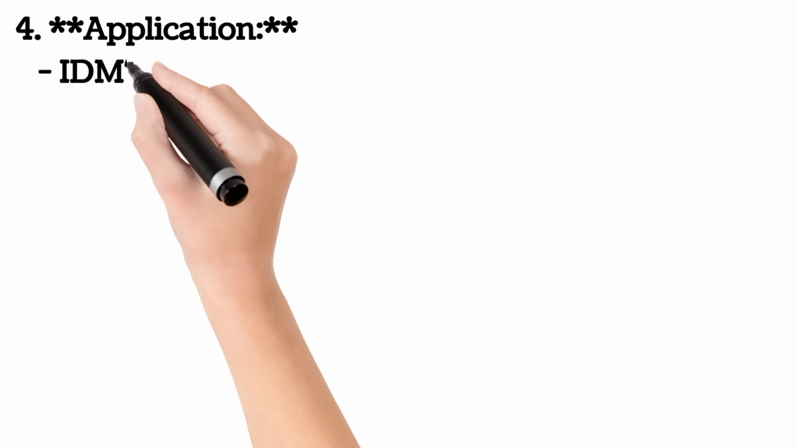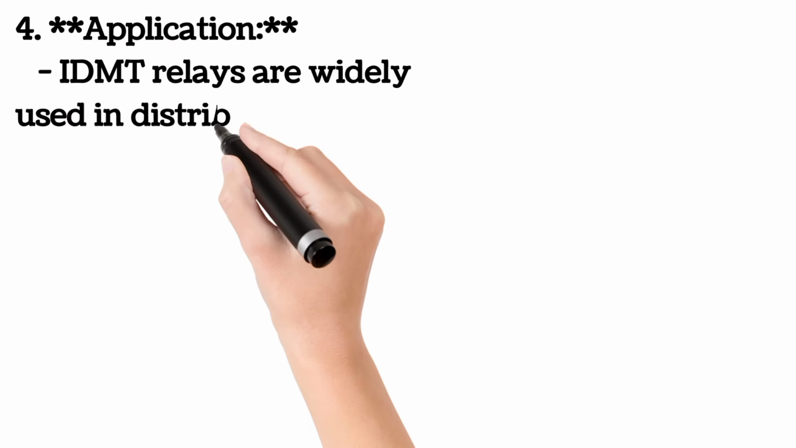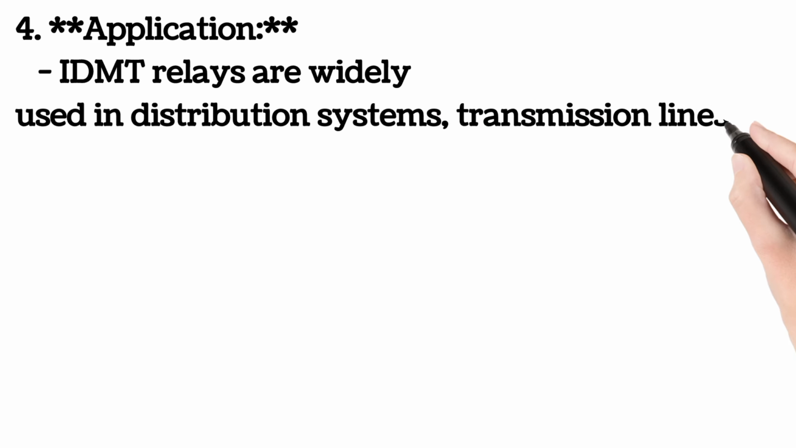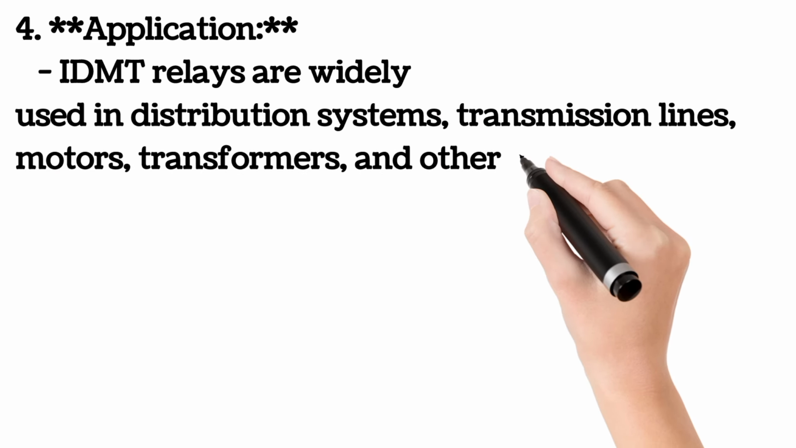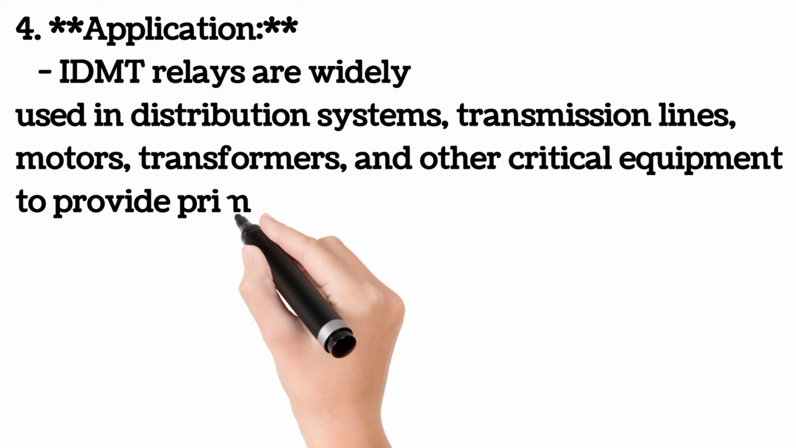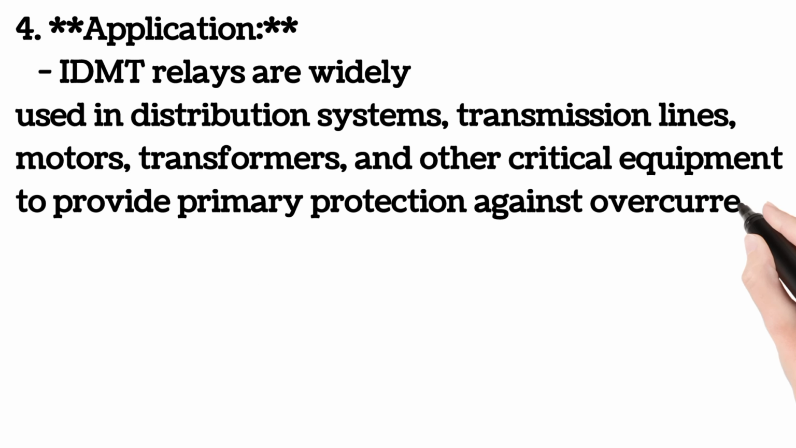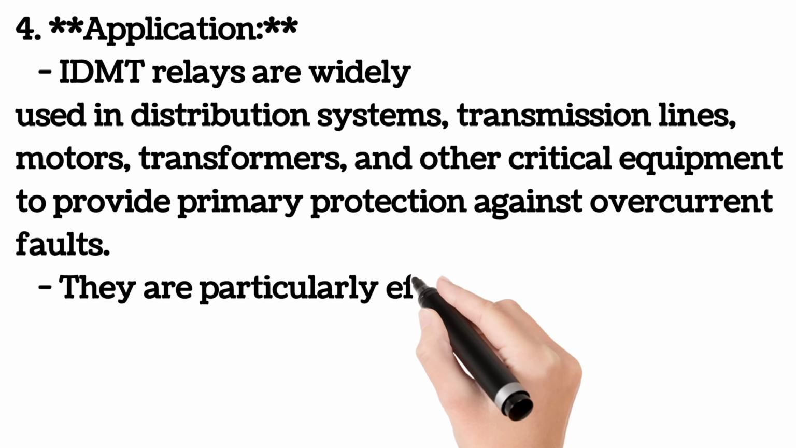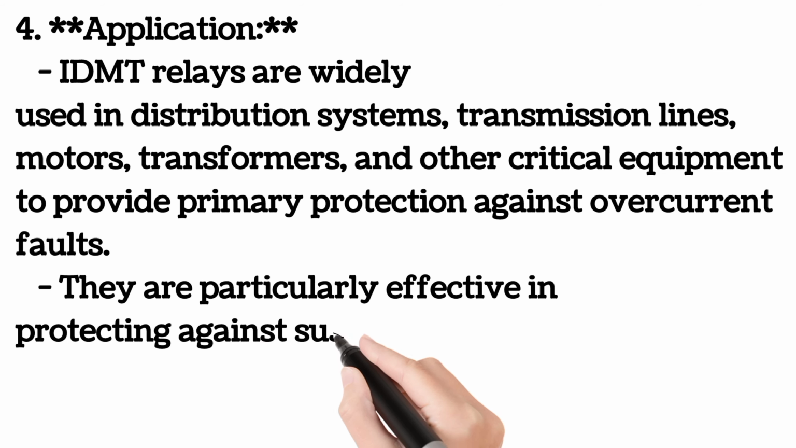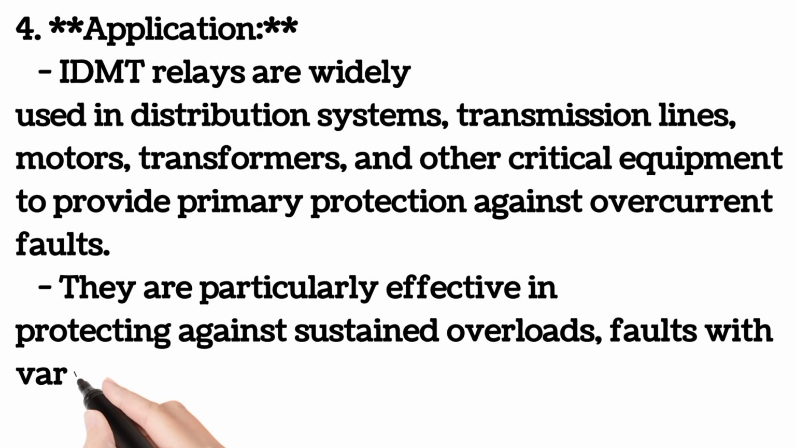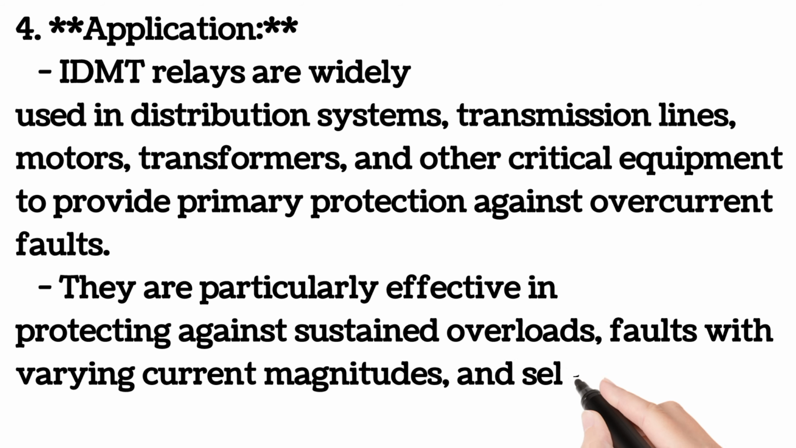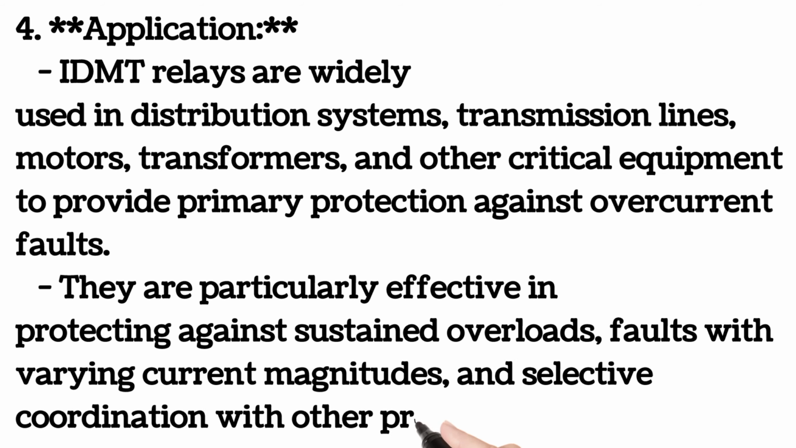4. Application. IDMT relays are widely used in distribution systems, transmission lines, motors, transformers, and other critical equipment to provide primary protection against overcurrent faults. They are particularly effective in protecting against sustained overloads, faults with varying current magnitudes, and selective coordination with other protective devices.